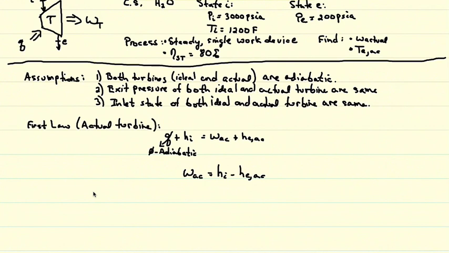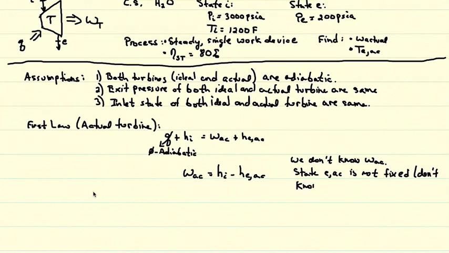Okay, so when I look at this, there's two problems. One, we aren't given, for example, the actual work, right? So we don't know W actual. And secondly, state E actual is not fixed. So we don't know HE actual. So, two unknowns, but only one equation. Well, let's move on and see if we can come up with more equations.